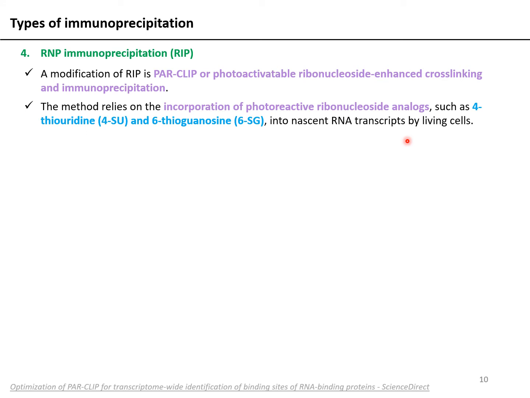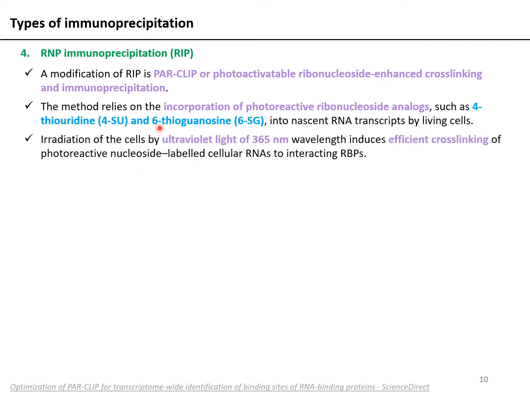So the first step of doing PAR-CLIP is that you have to incorporate these photoactivatable ribonucleoside analogs into your nascent RNA transcripts. Basically, you have to grow your cells in the presence of these analogs, so that when the cell is replicating and dividing and carrying on its many processes, and in that process it is synthesizing RNA, these ribonucleoside analogs will get incorporated within the RNA being synthesized.